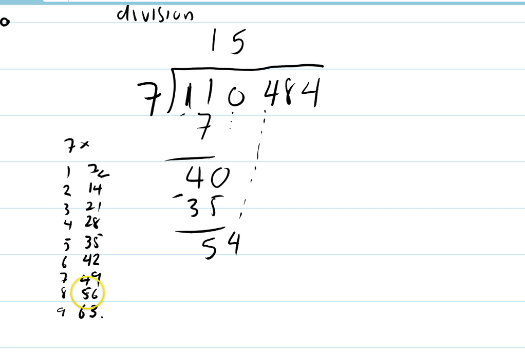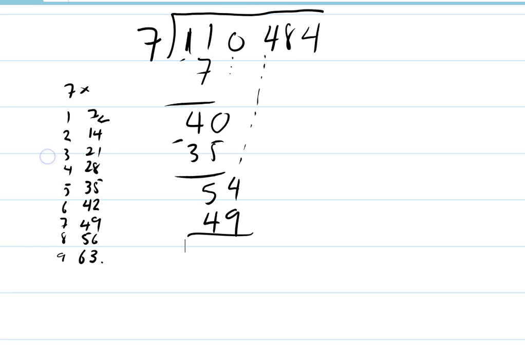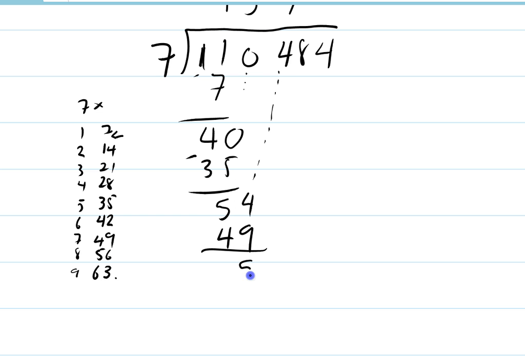7's into 54. Doesn't go exactly, does it? But it's between these two guys, between 7 and 8. So it's 7. 7 sevens are 49. You'll see that when I choose these numbers, when I subtract, we're always going to get an answer that's less than 7, so that when we bring the next digit down, we're never going to get a number bigger than 70. Okay, so 54 take away 49 is just a 5, of course.